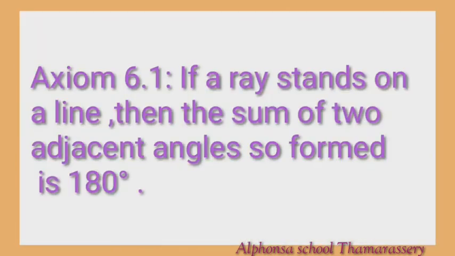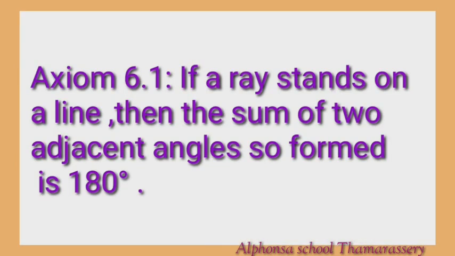So we discussed the chapter Lines and Angles. We have studied two axioms and one theorem. Those axioms are known as linear pair axioms, and we studied one theorem also. Let us revise that once more.